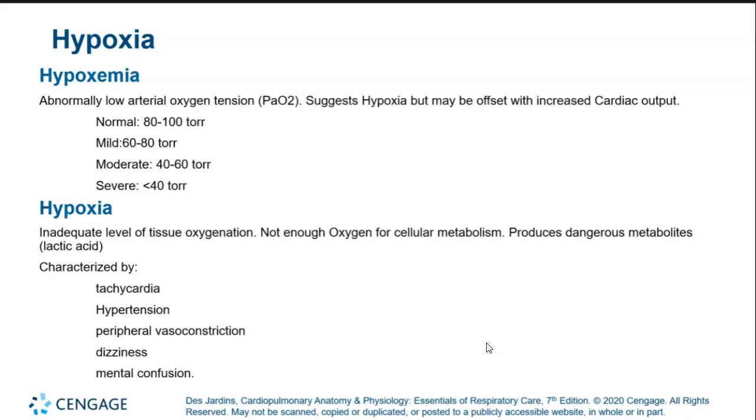So typically once you have those tissue oxygen issues, your patient again is going to be tachycardic, hypertensive. They might start experiencing peripheral vasoconstriction because the body goes, well, we don't have a lot of resources. We'd rather lose a finger or toe than lose a head or a heart. So we're going to constrict our peripheral vasculature so that all the blood is centralized. And then as the brain's not getting enough oxygen, the patient could be dizzy or confused.